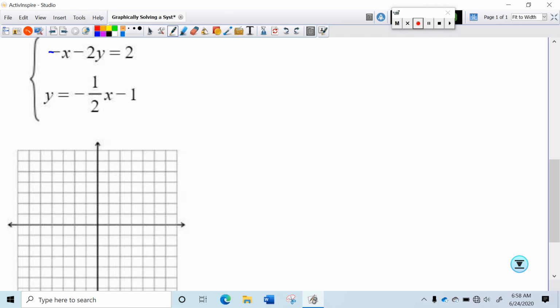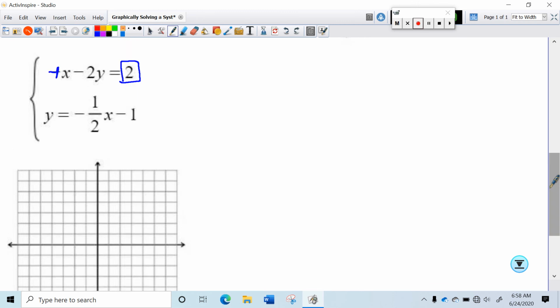This is in standard form. So standard form, you take the constant and pop it up top. Let me give myself some room here. So, in front of x, I have 2 divided by negative 1 is negative 2. And in front of y, I have negative 2 divided by negative 2 is negative 1. So my x-intercept is negative 2. My y-intercept is negative 1. I'm going to connect those.